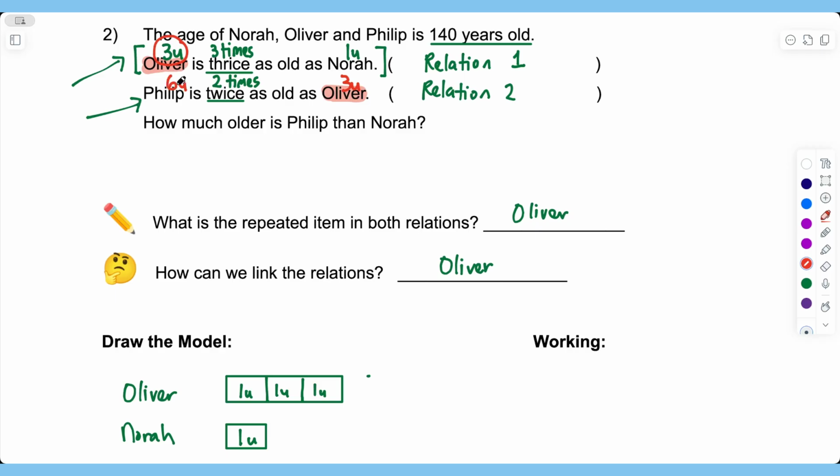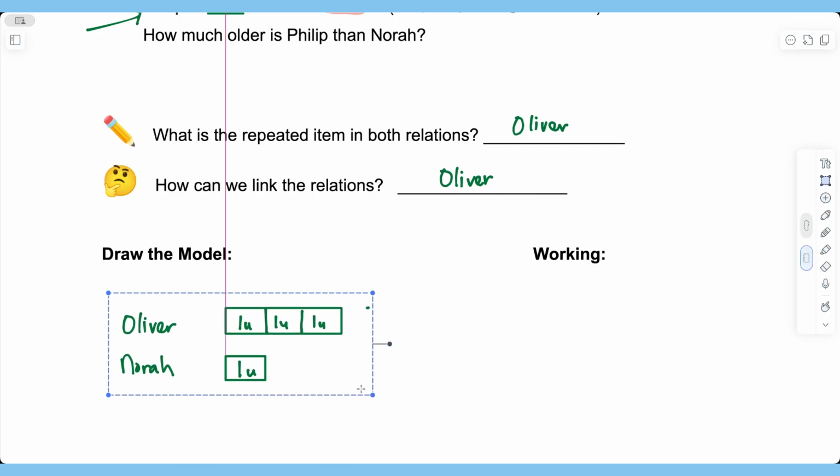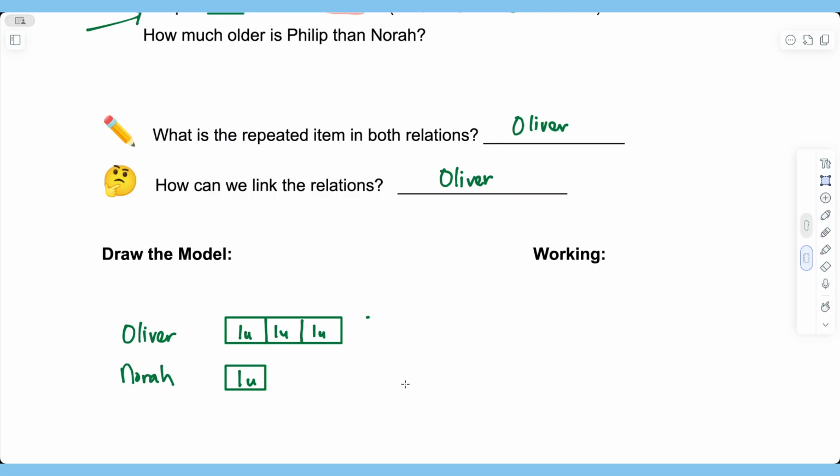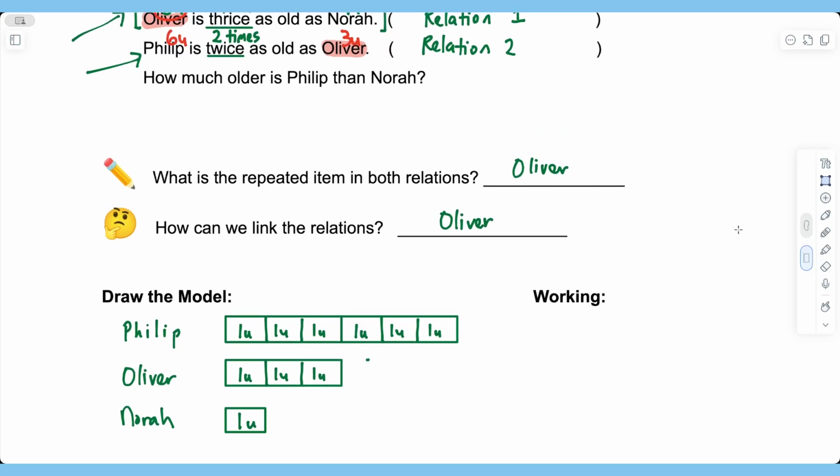How do we get 6? It's 2 times 3. So let's draw 6 units in the model for Philip. We have Philip, and Philip has twice as much as Oliver. So that will be a total of 6 units. And this represents the entire model for the question.